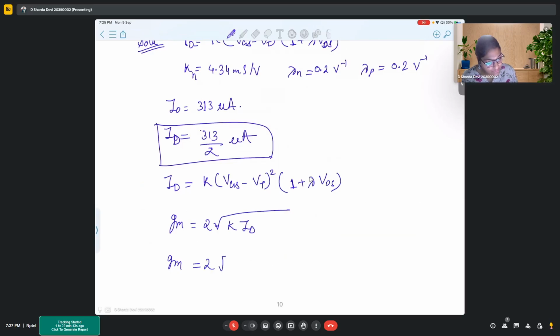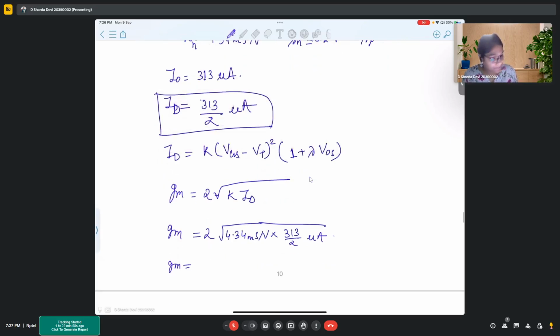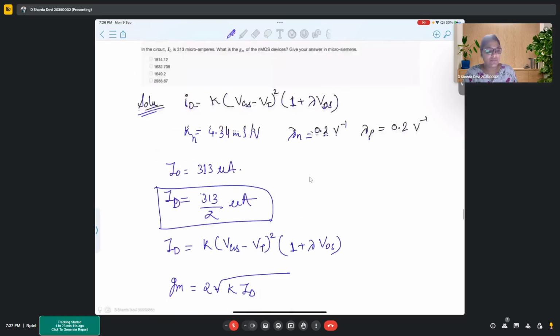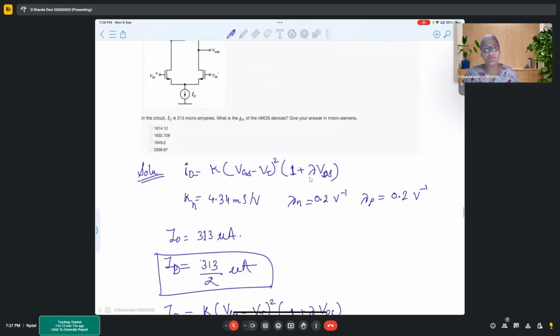That is 2 into root under 4.34 millisiemens per volt into 313 by 2 microamperes. So gm turns out to be 1648.28 microsiemens. So basically, how you approach a problem depends on what are the things given in the problem.